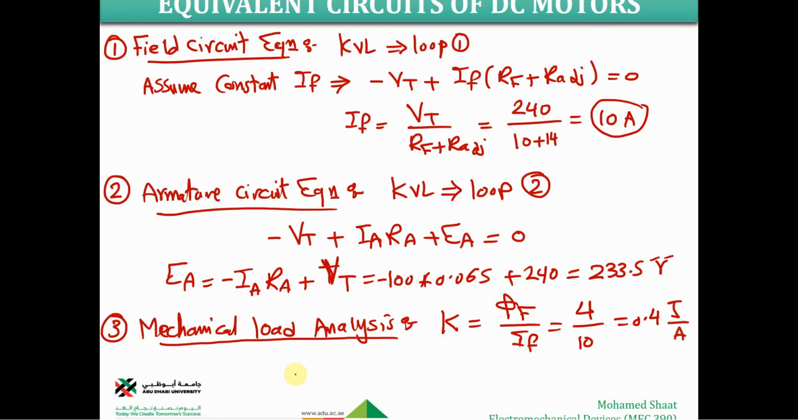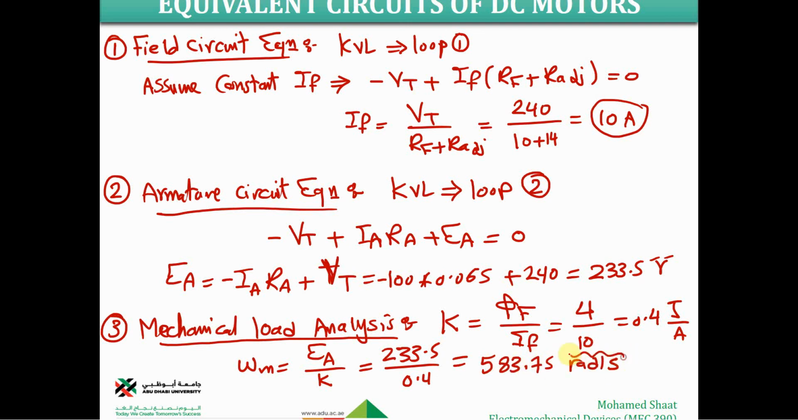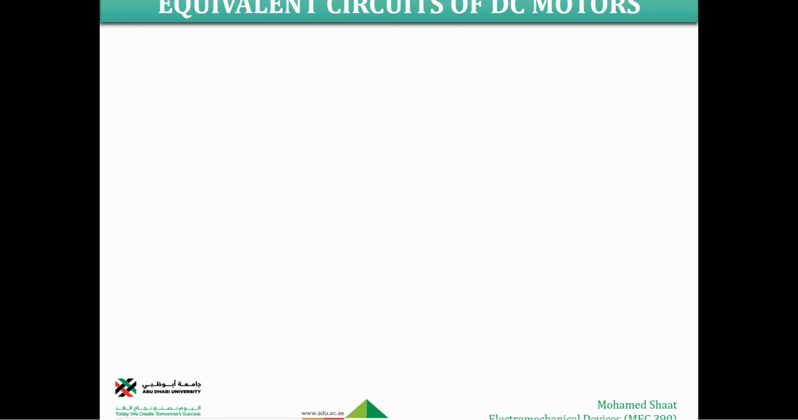Once you find the motor constant, you can simply calculate omega m, which is going to be EA divided by K, where EA we got as 233.5 divided by K, which is 0.4. Doing the calculations, we're going to end up with the angular velocity of rotation of the motor, 583.75 radian per second. This is the unit for omega m, and this is one of the requirements, by the way. It is required to calculate the speed of the electrical motor, and we just got it.